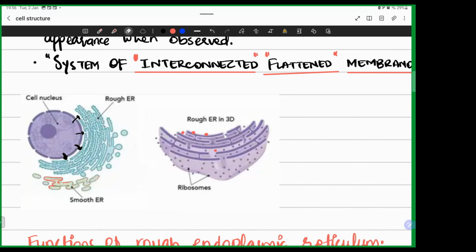Subsequently, if I draw the same for the rough endoplasmic reticulum, let's draw for them. Let's have a look. You see these layers are all interconnected to one another. So first and foremost, it's a system of interconnected. We've just visualized how they are interconnected to one another.